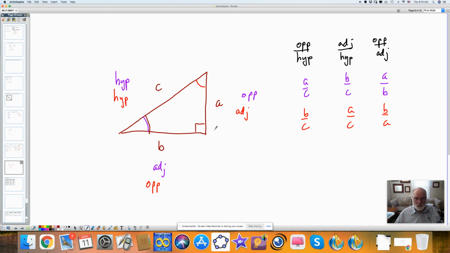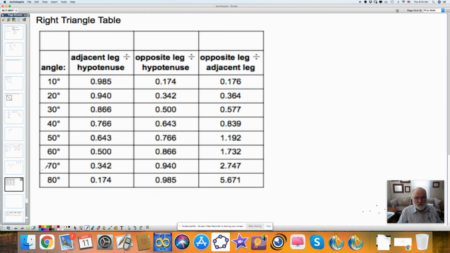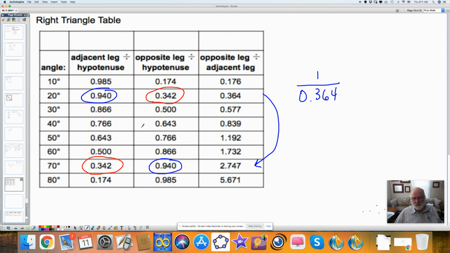Does this make sense to you? Why in the table we have values here that are the same? This one is the same as this one. And also its complement: 70 to 20, the complement is the 20, is this one. Why are these the same? If I take 0.364 and I flip it, I do 1 over that, guess what you're going to get? You get this number. I wonder if that works for 30 and 60, or for 40 and 50. Do you see how that works?